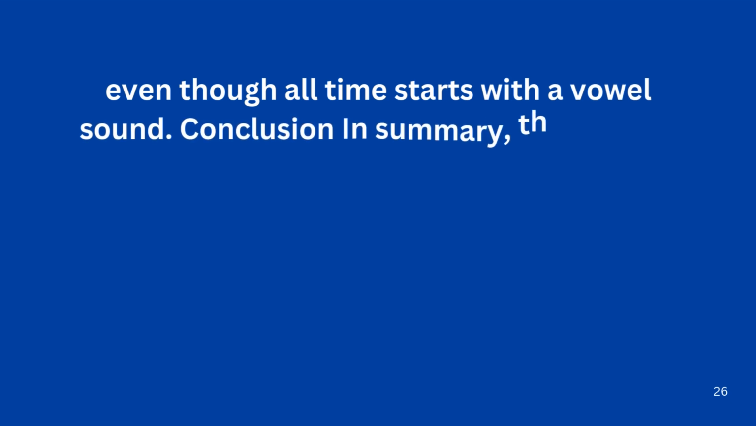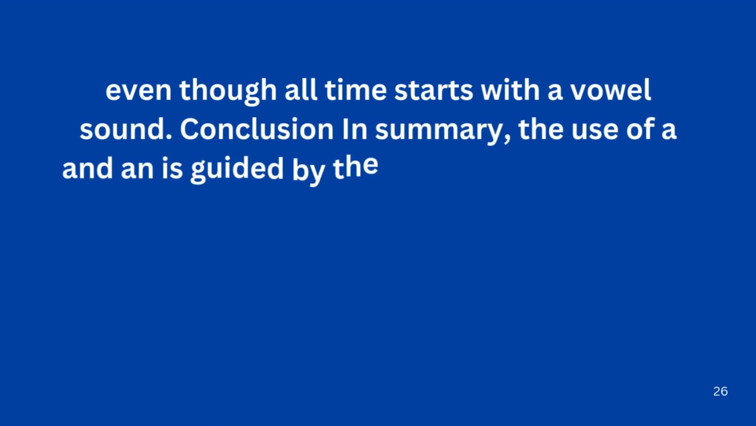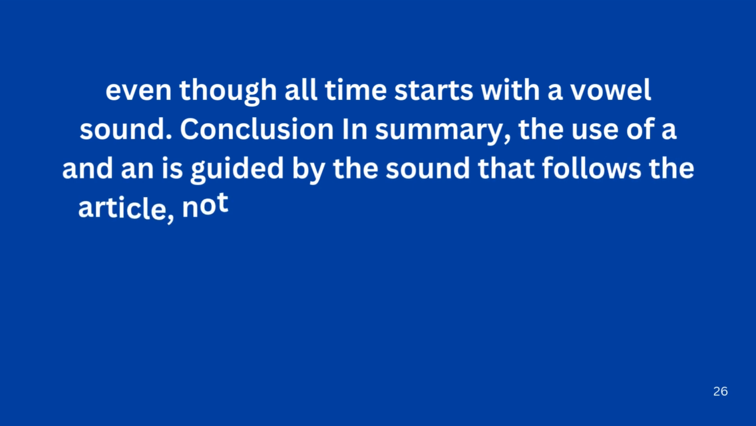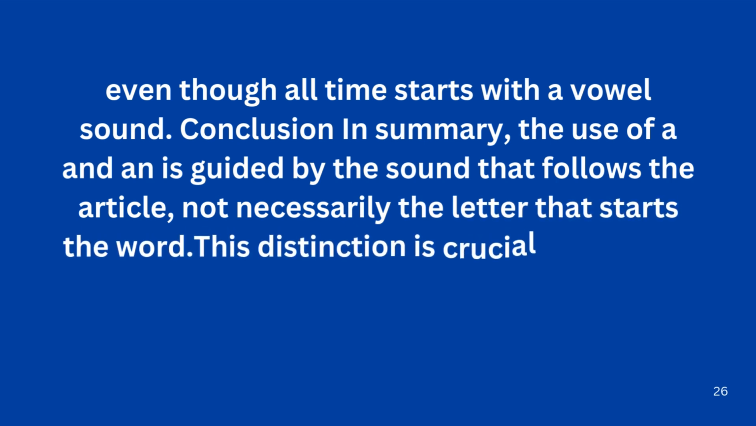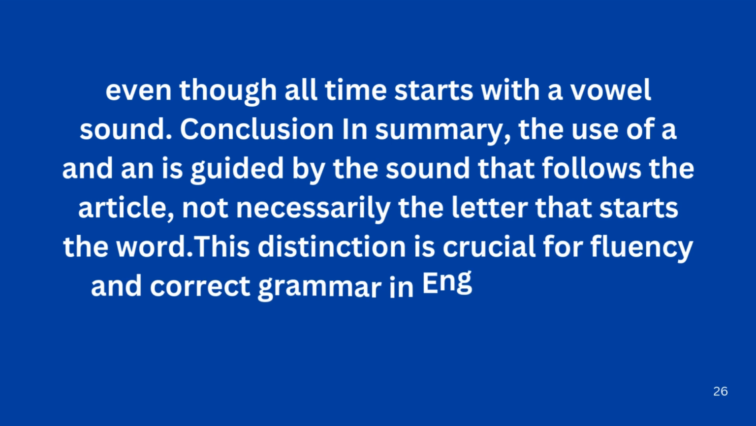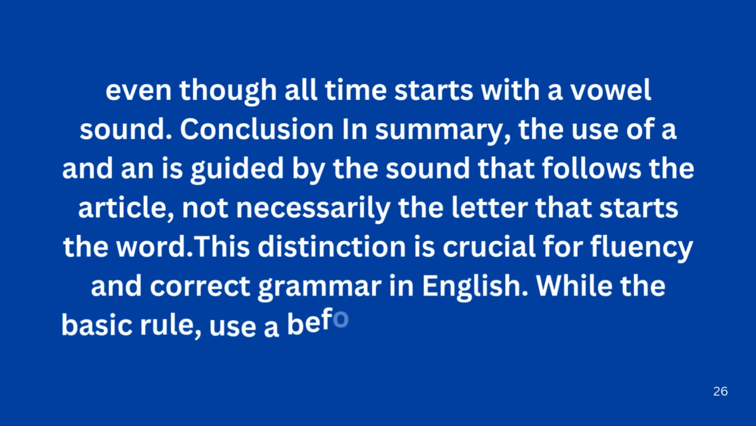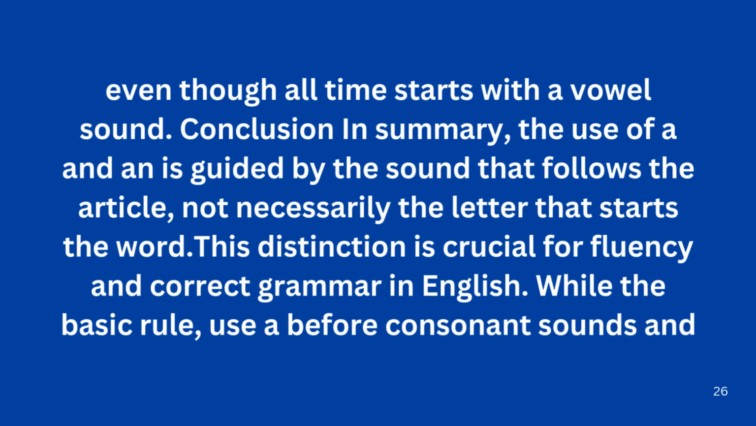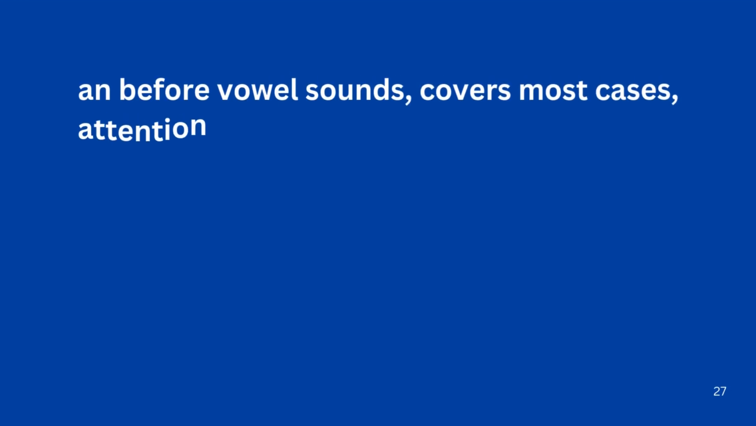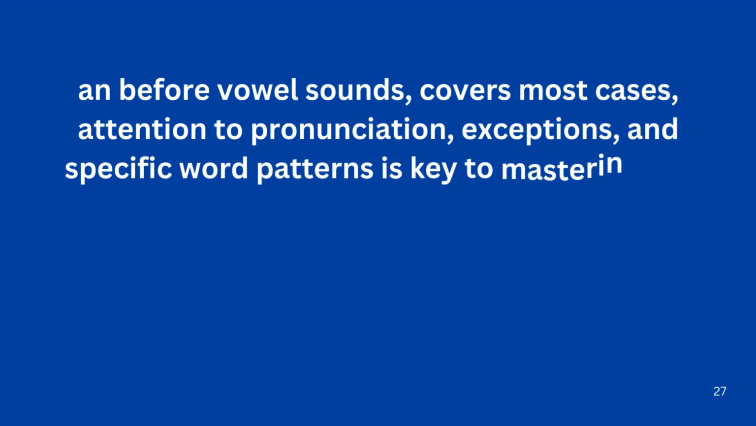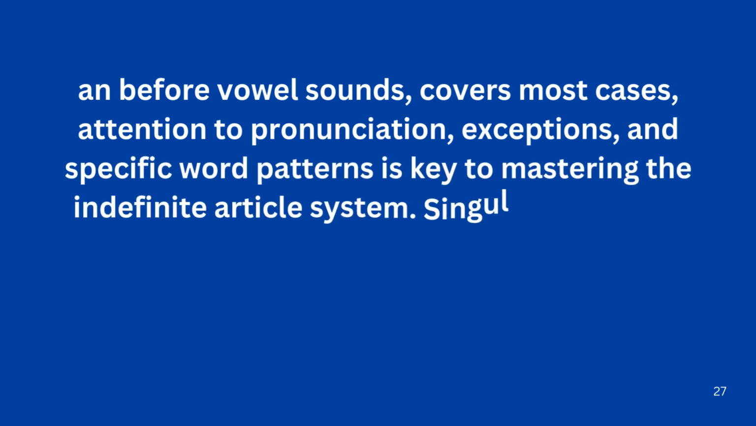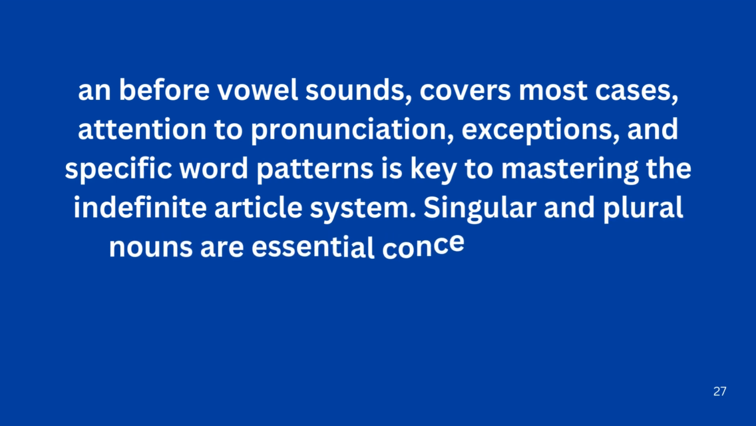Conclusion: in summary, the use of a and an is guided by the sound that follows the article, not necessarily the letter that starts the word. This distinction is crucial for fluency and correct grammar in English. While the basic rule, use "a" before consonant sounds and "an" before vowel sounds, covers most cases, attention to pronunciation, exceptions, and specific word patterns is key to mastering the indefinite article system.